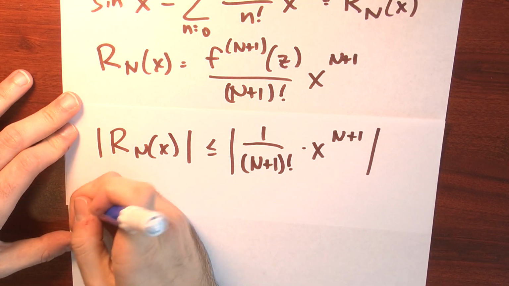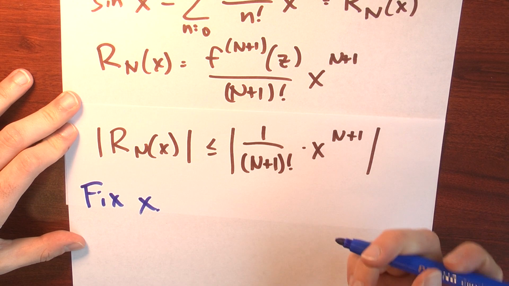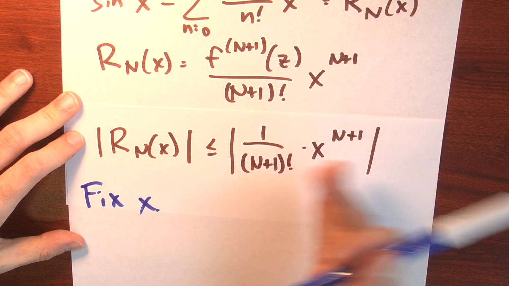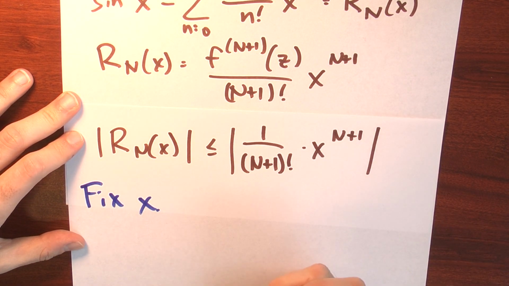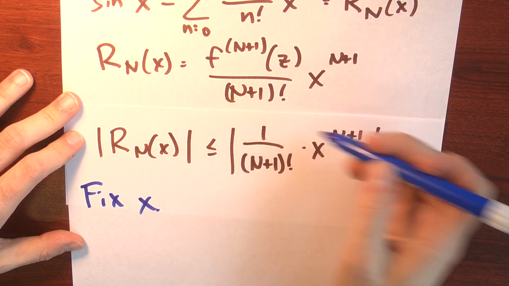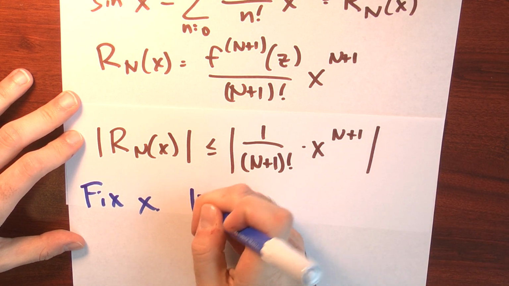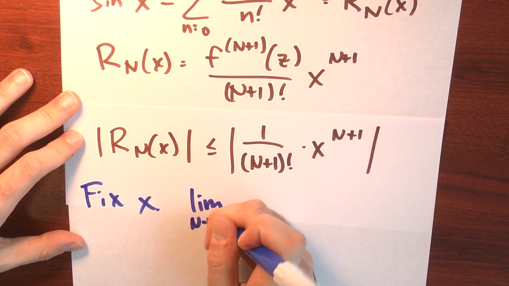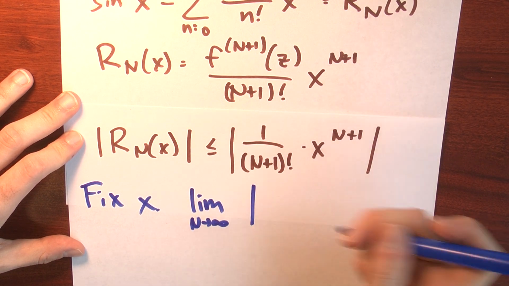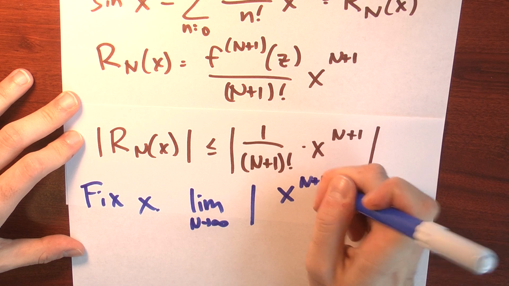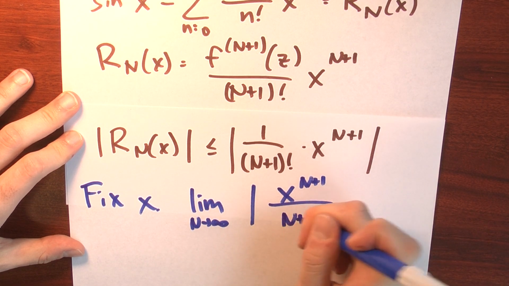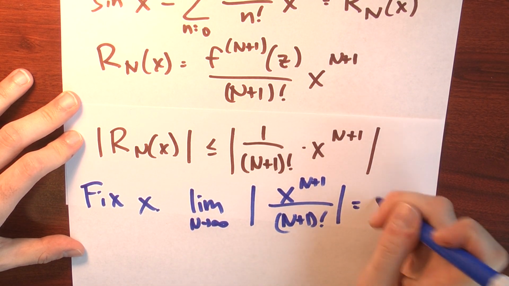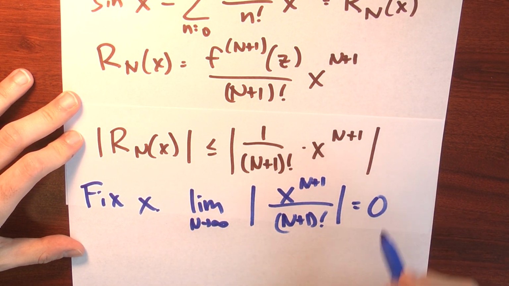So I'd like that to be small, or even better, I'd like to say something about the limit. So fix some value of x. I don't need to consider varying values of x. I just want to consider a fixed value of x. And I want to show that this is small in the limit. I want to show that the limit as big N goes to infinity of the absolute value of x to the big N plus 1th power over big N plus 1 factorial, I'd like to show that the limit of this is 0.